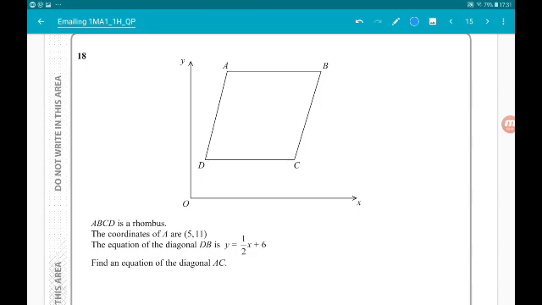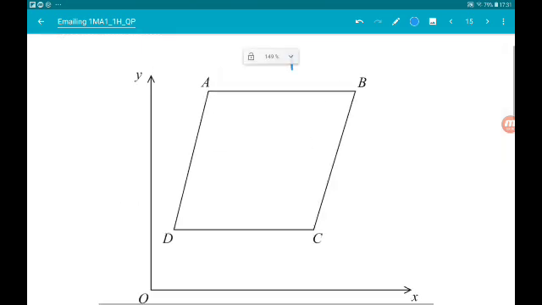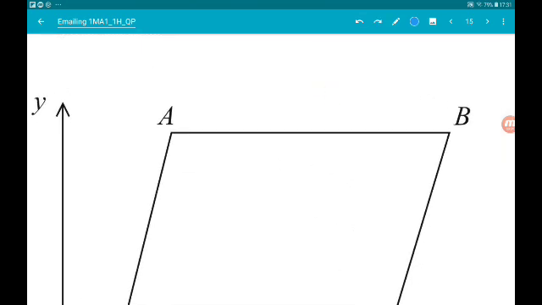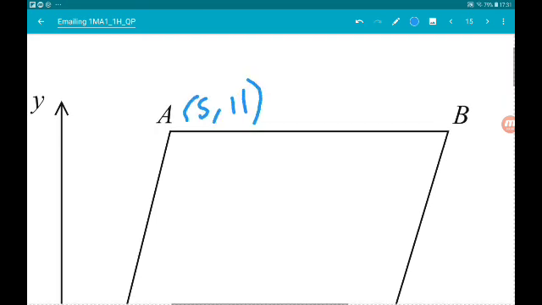Okay, number 19, we got fun with equations of straight lines. So my playlist covering all of this is down below. So we have a rhombus ABCD. That means all the sides are the same length. That's a rhombus, it's a square. We're told the coordinates of A are 5 and 11. So let's write those on.